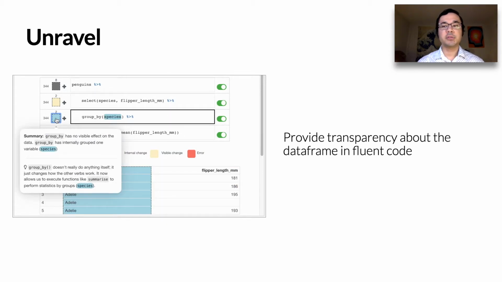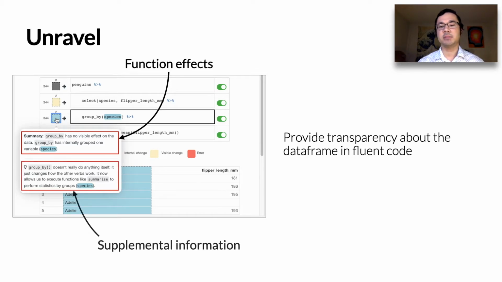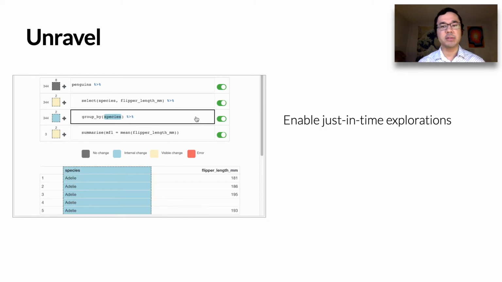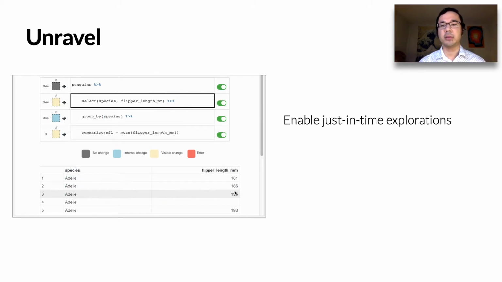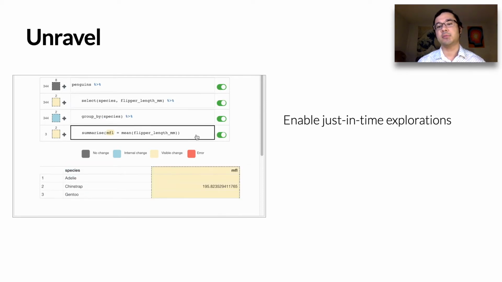Unravel provides function summaries as well, which are automatically generated by analyzing the changes between steps. The summary describes the function's effect on the data frame and sometimes supplemental information to clarify subtle changes such as grouping the data frame according to columns. Unravel also visually highlights corresponding code and output elements to draw attention towards important changes. In contrast to traditional debuggers that force you to step through each line, Unravel enables data scientists to freely explore the code by clicking on arbitrary lines for further inspection.